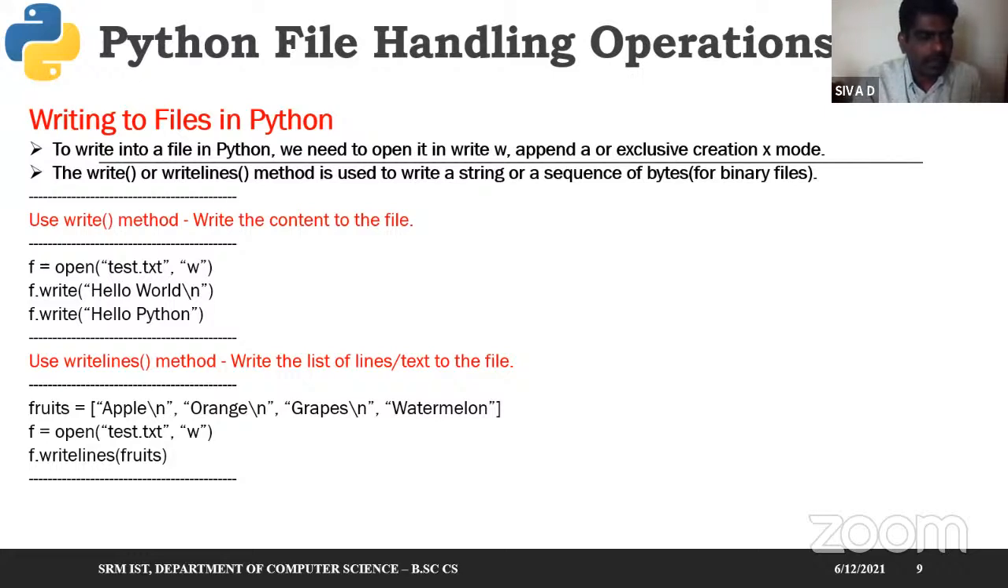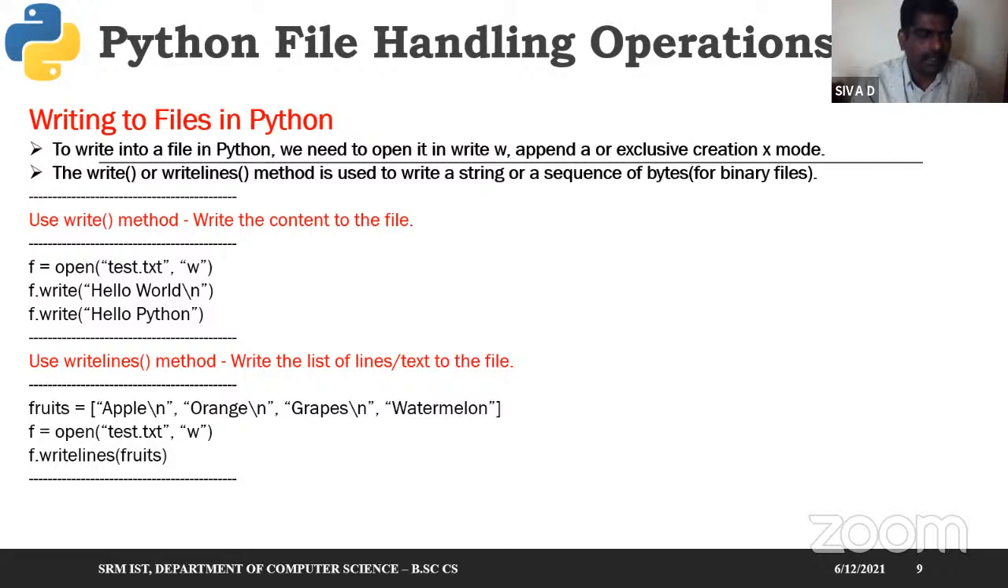The second line: once the file is opened successfully in write mode, we are going to write something to it. For that, f.write. Write is a method for writing data onto the file. For example, f.write of hello world. I can write one line of text, hello world, onto the file test.txt. Next, I want to write another line of text on the same file: f.write of hello Python.